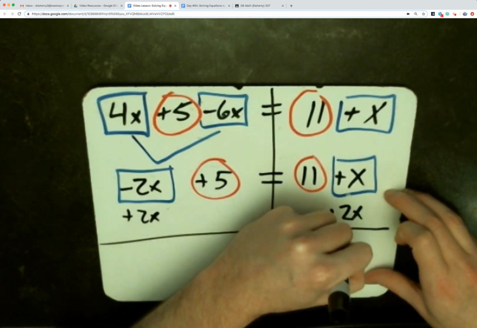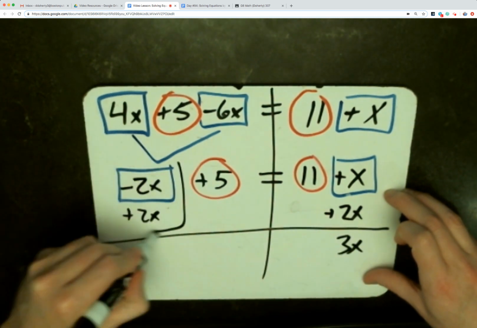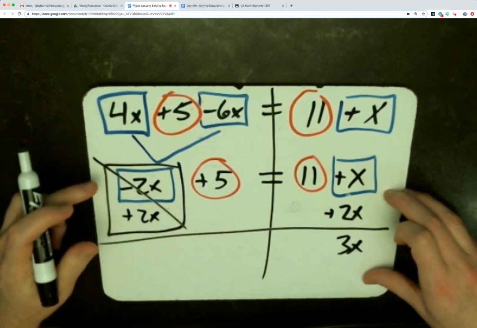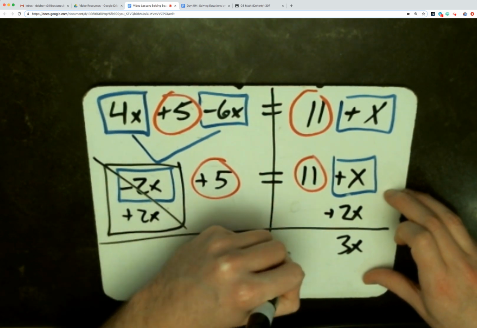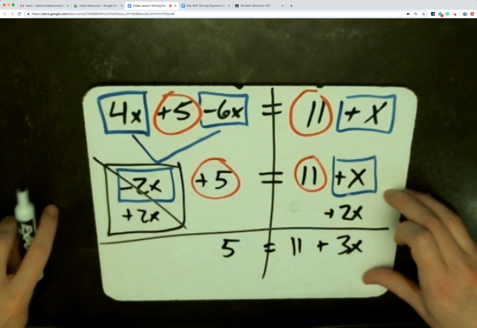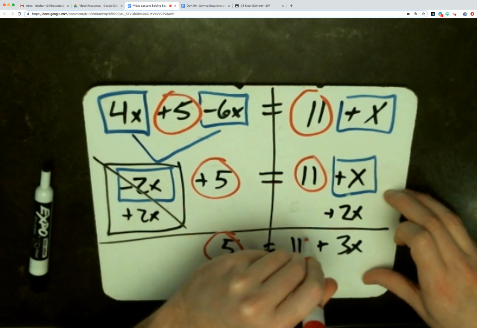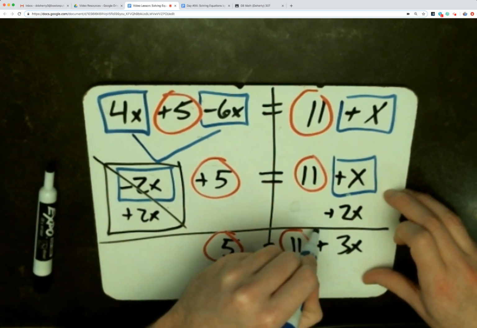X plus 2x would have given us 3x over here. The whole reason we added 2x was to eliminate the x terms on the left side. The positive 5 is going to come down. The equal sign comes down. So does the 11.